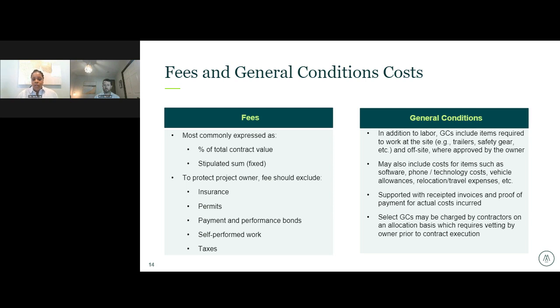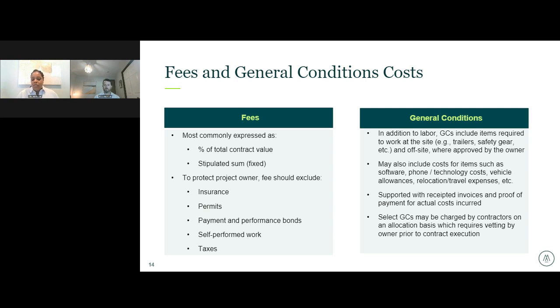Making sure that those costs are supported with obviously receipted invoices. And then one thing that is often missed is actually getting proof of payment for those costs. We have seen on projects in the past where invoices are included within the project cost, and then when we look at a detailed cost report to support charges for the job, we don't see that was actually paid by the contractor. So essentially that would be an unallowable cost if your contract is written as so.